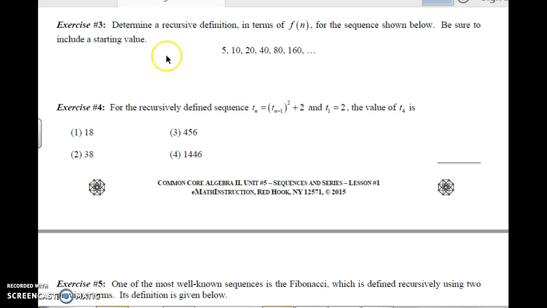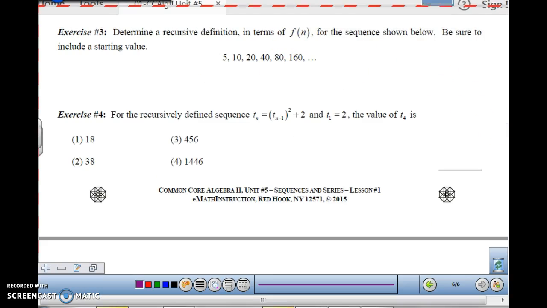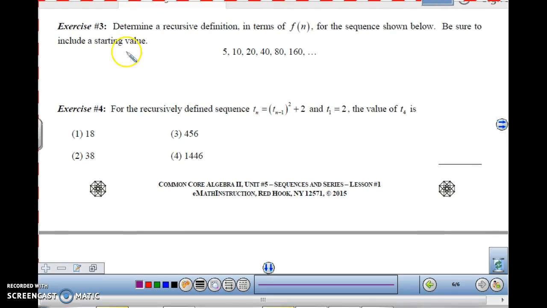All right, so let's determine a recursive definition in terms of f of n for the sequence shown below. Be sure to include a starting value. So for a recursive sequence, we have to know where we start. So what is f of 1? Well, in this case, f of 1 would be 5, because this would be the first term of the sequence. So this would be the second, the third, fourth, fifth, and sixth. So f of 1 would equal 5.